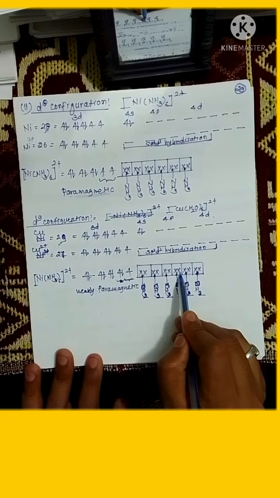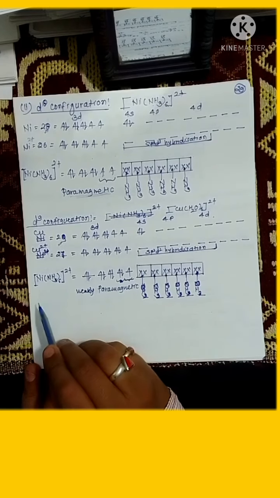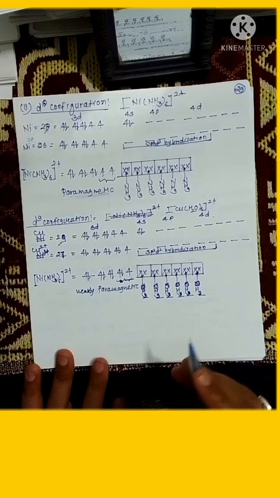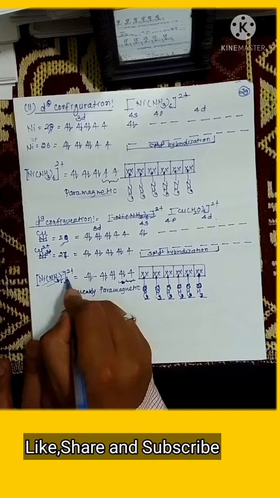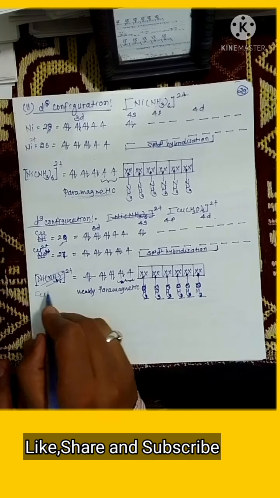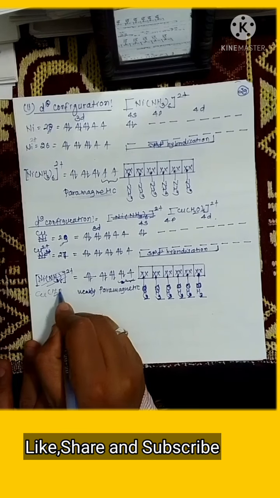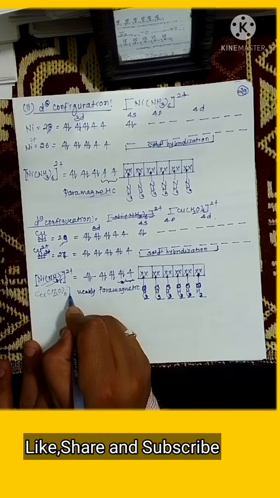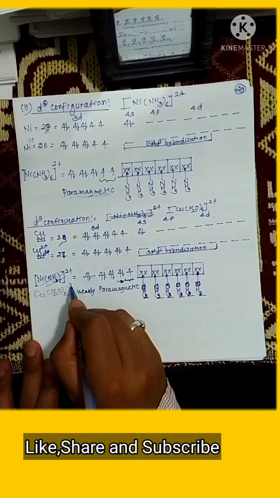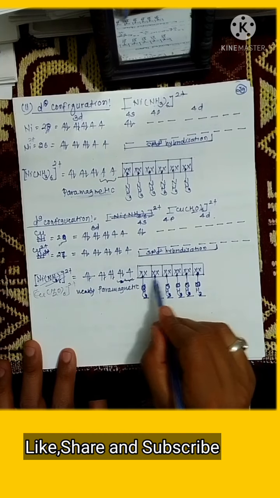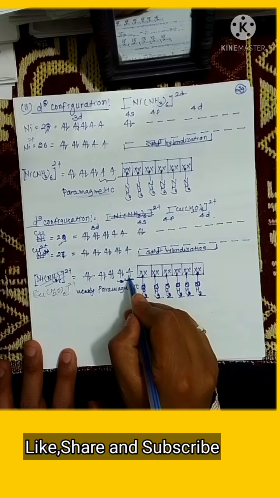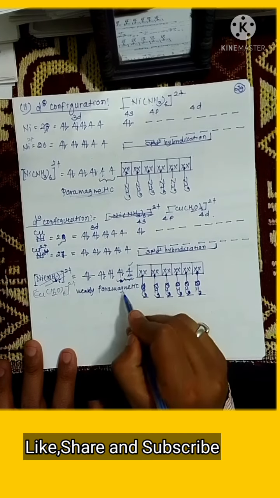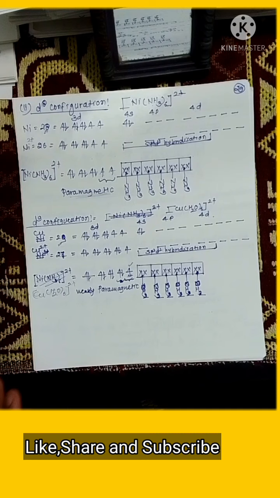So 6 hybrid orbitals, 6 ligands, and there are 6 water ligands present. So 6 coordinate bonds are formed. In this example also we see that there is 1 unpaired electron. So this complex is also paramagnetic in nature.